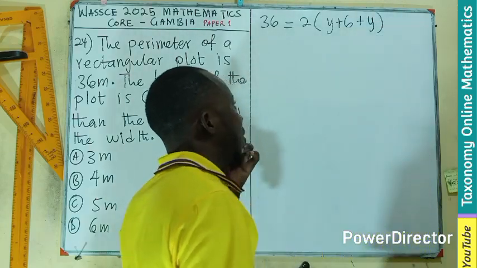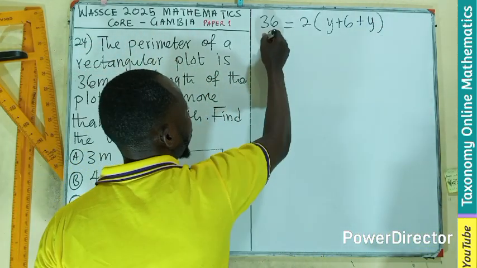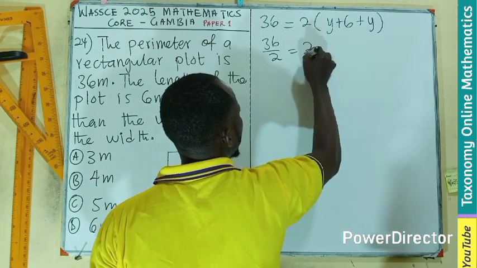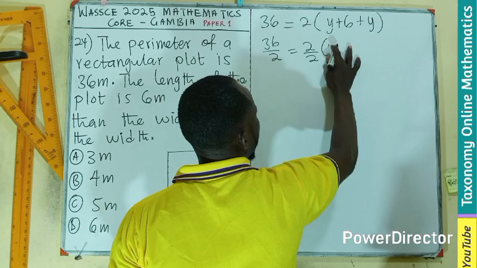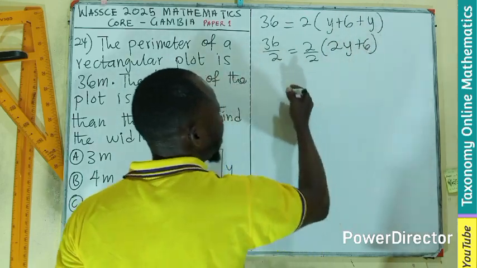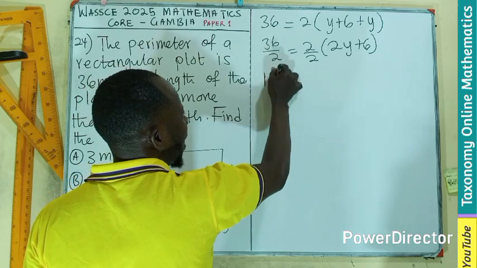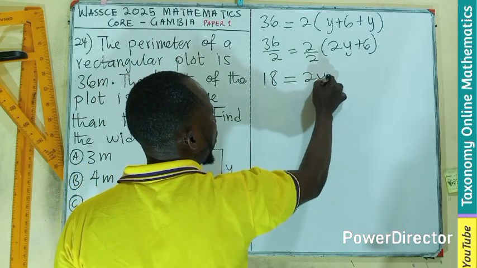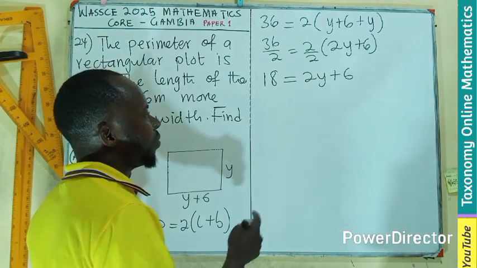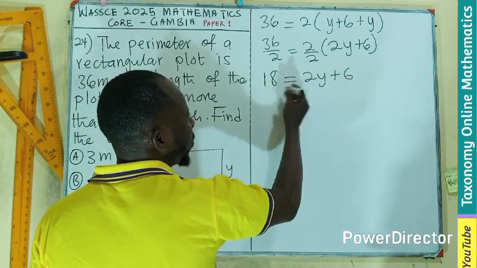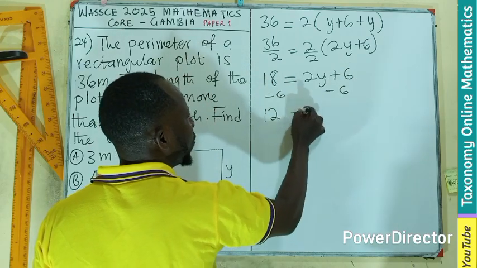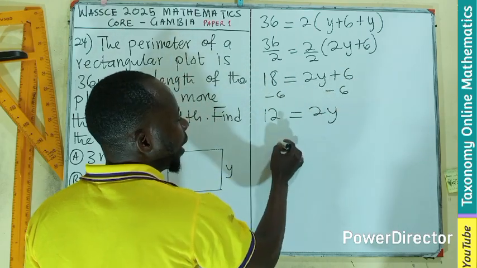Y. Now, we divide both sides by 2, right? So 36 divided by 2, 2 divided by 2, this is going to be y plus y will be 2y plus what? 6. If you divide, this becomes 18 equals 2y plus what? 6. But we are looking for y, so we subtract 6 from both sides. Minus 6, minus 6. This becomes 12 equals 2y.